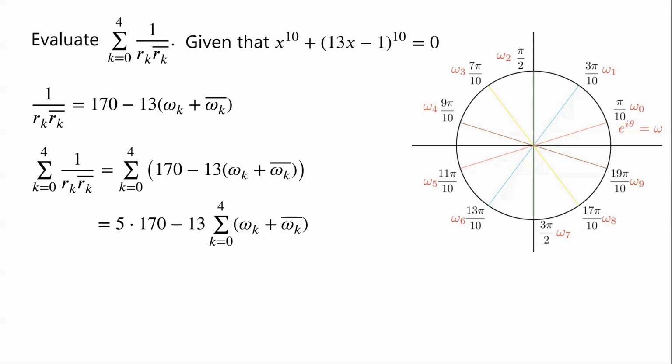The sum from k equals 0 to 4 of (omega k plus omega k bar) is just equal to omega 0 plus omega 1 plus so on, plus omega 9. From the graph we can see that omega 0 plus omega 5 is equal to 0, omega 1 plus omega 6 is equal to 0, omega 2 plus omega 7 is equal to 0, omega 3 plus omega 8 is equal to 0, omega 4 plus omega 9 is equal to 0. So the sum from k equals 0 to 4 of (omega k plus omega k bar) is equal to 0. Therefore, the expression to be evaluated is just equal to 5 times 170, which is 850.